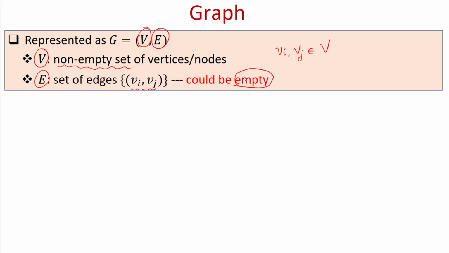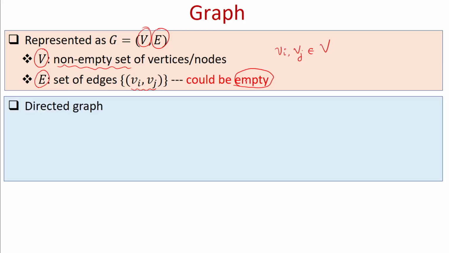So what it means is that you can have a graph which has no edges, but the vertex set cannot be empty. The vertices are always there. You can't have a graph where the vertex set is empty as well as the edge set is empty. Okay. So we have two types of graphs, directed graphs and undirected graphs.